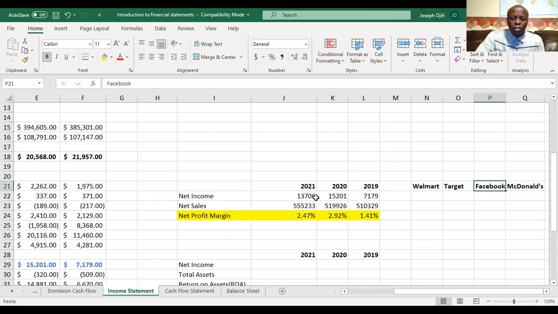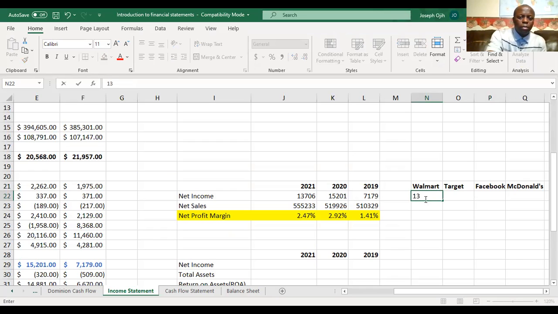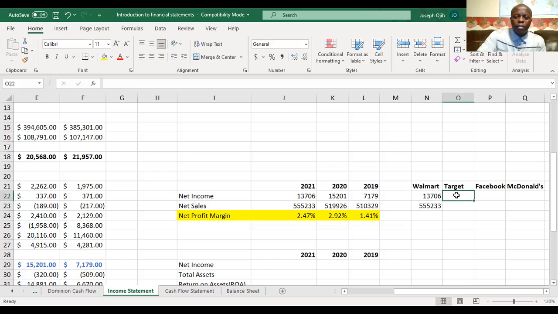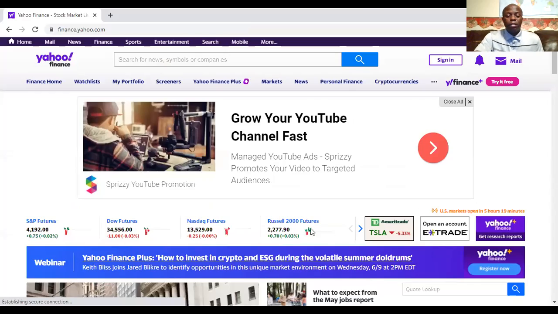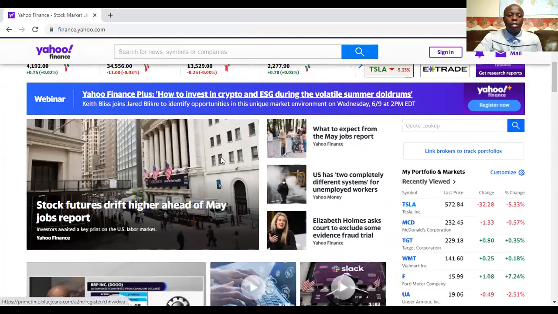So Walmart for 2021, net income is 13,706. Net sales is 555,233. And Target. So let's look at Target. That part we can get from Yahoo Finance, assuming that they have 2021 data yet. If they don't have it, we use what they have in their record.